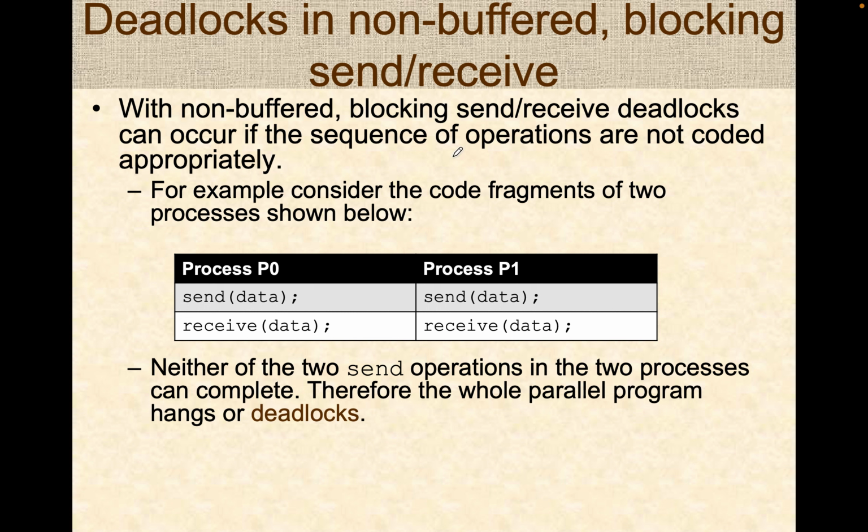Also keep in mind, deadlocks can occur in non-buffered blocking send and receive. Typically, if the processes are not coded right, in the sense that both processes are sending data, or both processes end up receiving data, that will not work, and it causes a deadlock. Instead, when one process is sending, the other process has to receive. In the same way, if one process is receiving, the other process has to send. So it is important that the program is coded right. Otherwise, the parallel program will appear to hang. It's called a deadlock.